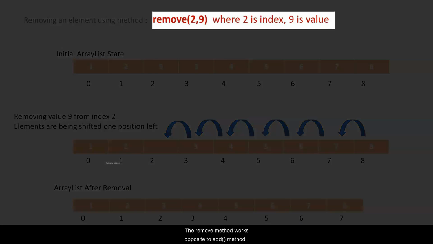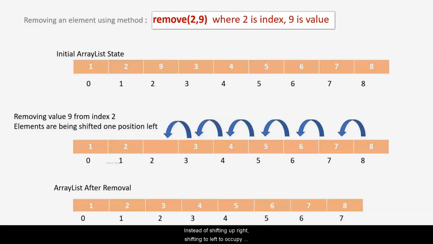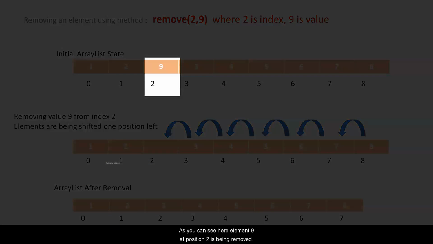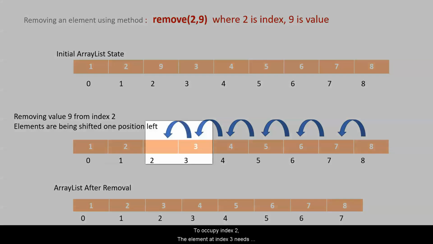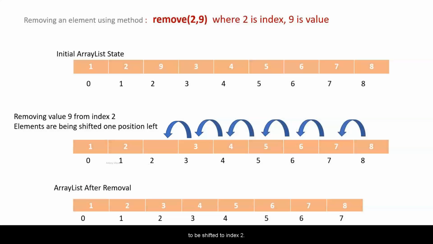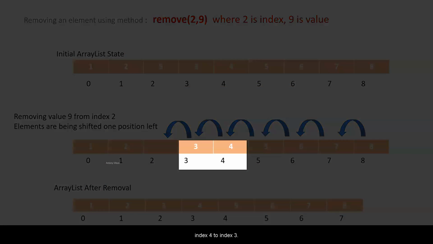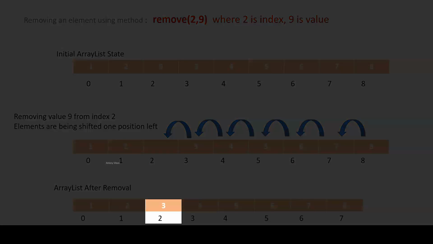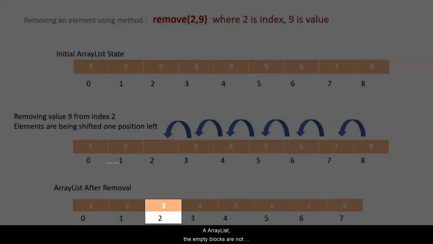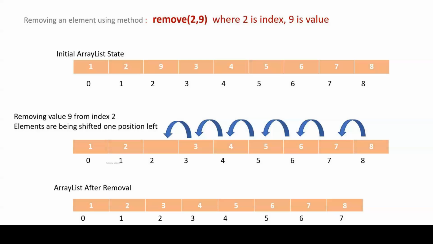The remove method works opposite to the add method. Instead of shifting to the right, elements shift to the left to occupy the removed element's space. As you can see here, element 9 at position 2 is being removed. To occupy index 2, the element at index 3 needs to be shifted to index 2, index 4 to index 3, index 5 to index 4, and so on, thus occupying index 2. In ArrayList, empty blocks are not allowed in between the elements.